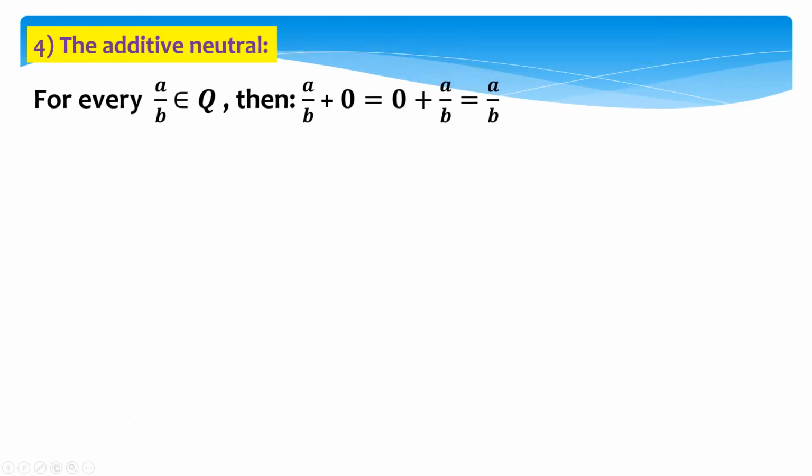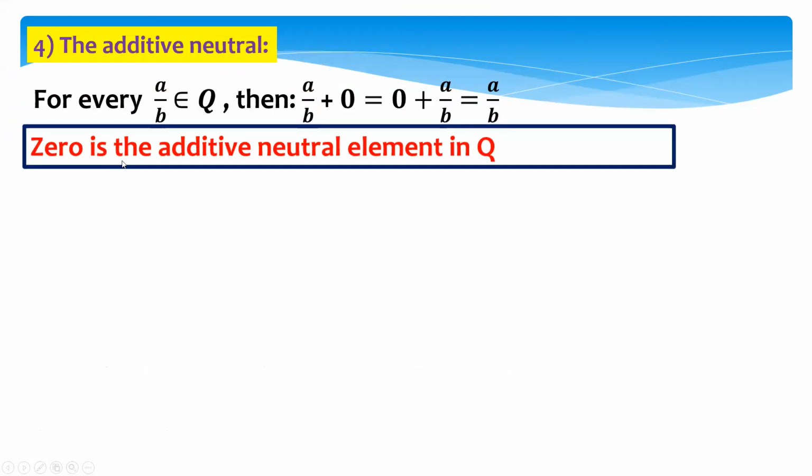The additive neutral element: if every a over b belongs to Q, then when I add any rational number plus 0, I have the same rational number. A over b plus 0 equals 0 plus a over b equals a over b. When I have 2 over 5 plus 0, it equals 2 over 5. 0 is the additive neutral element in Q. Very important: what is the additive neutral element? The additive neutral element is 0 in the rational numbers.